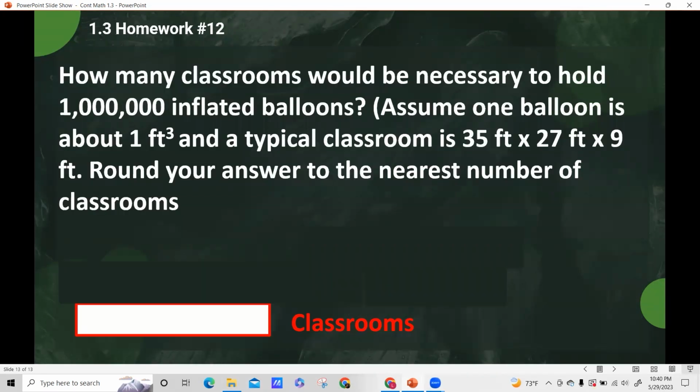Now, the last one is: how many classrooms would be necessary to hold 1 million inflated balloons? Assume that one balloon is about 1 cubic foot and a typical classroom is 35 feet by 27 feet by 9 feet. Round your answer to the nearest number of classrooms.